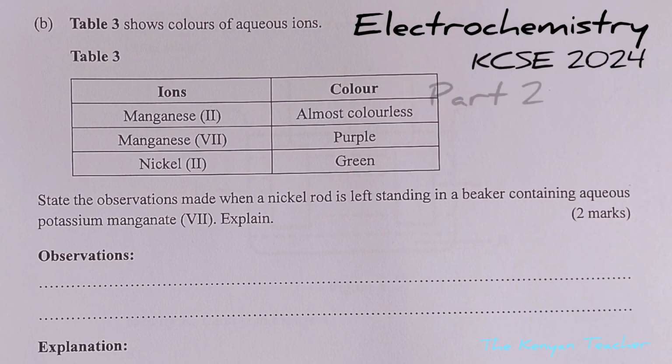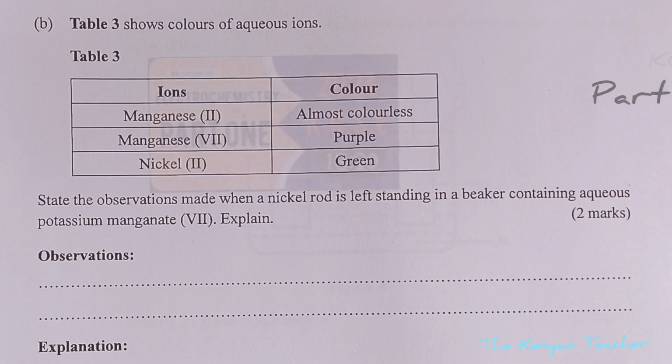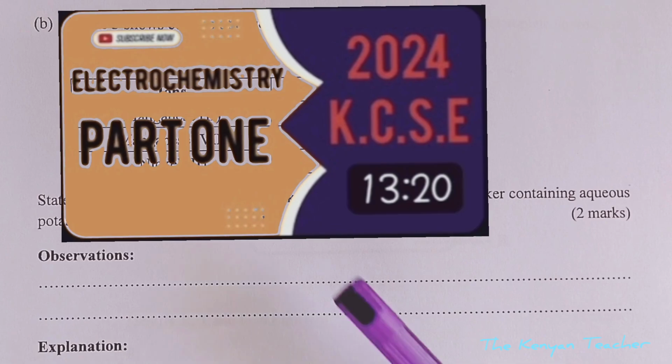In today's video, as promised, we look at part B and C of question 4 from chemistry paper 2 for the year 2024. Question 4 tested the understanding of the topic electrochemistry. We had done part A in our previous video, and those of us who did not have a chance to look at that video, kindly check it out here.